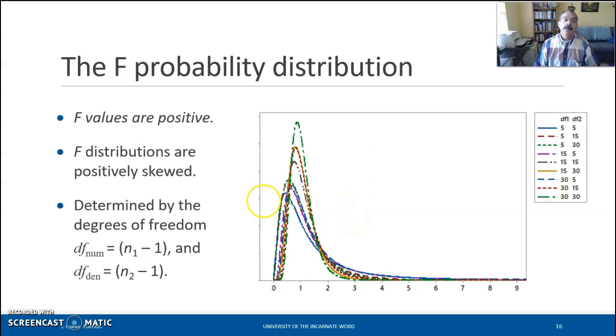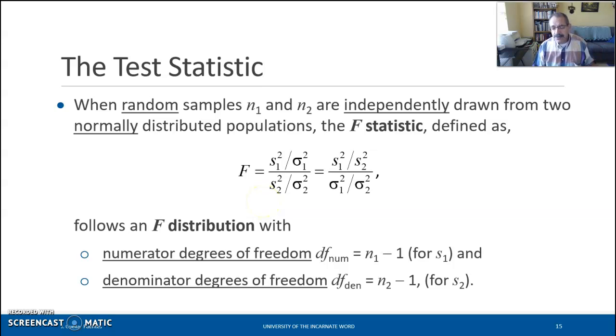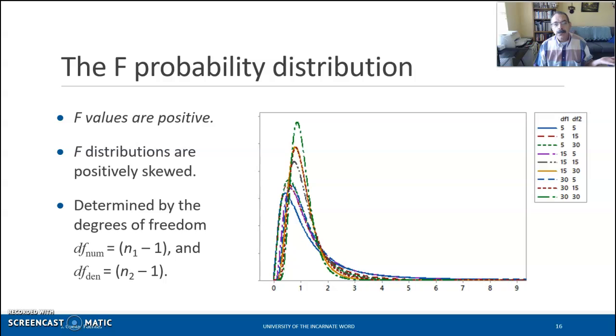All right, and if you notice, all these variances are positive quantities, so the F values are positive. So the F distribution only shows you positive values that start at 0 and go on to the right of the scale. And these F distributions are positively skewed. They are completely determined by the degrees of freedom in the numerator and the degrees of freedom in the denominator. And as you can see in this figure, I'm showing you many of these F distributions for combinations of degrees of freedom in the numerator and the denominator.